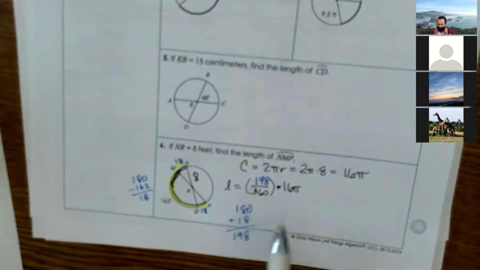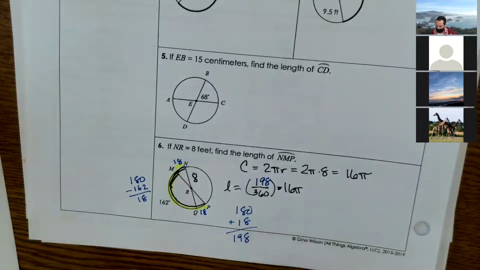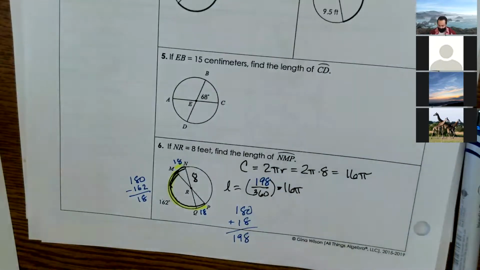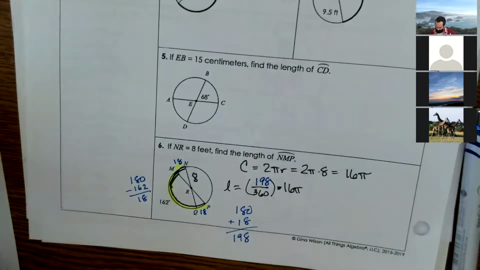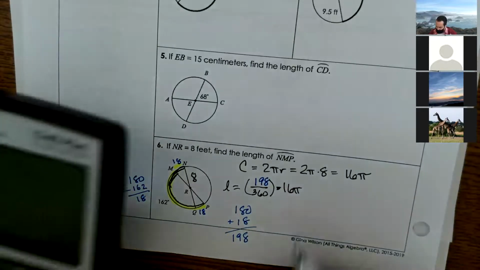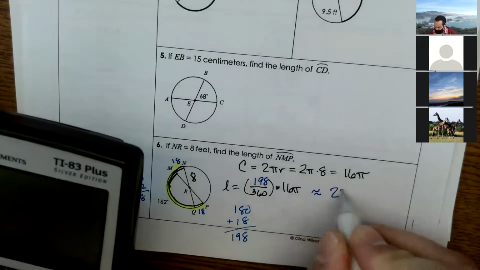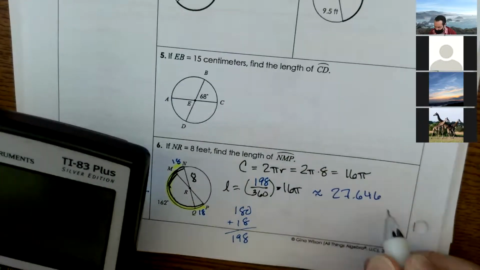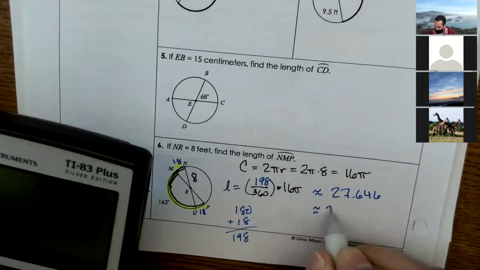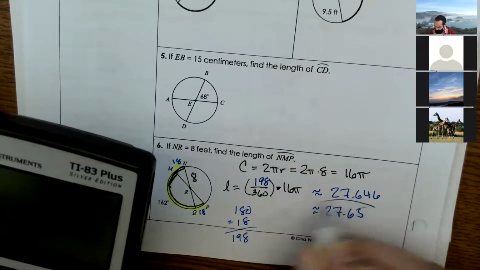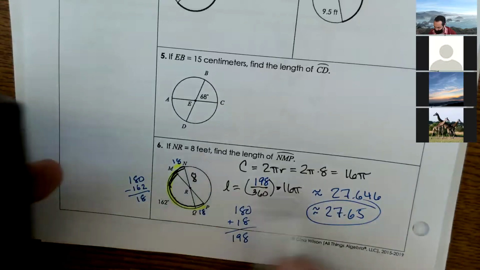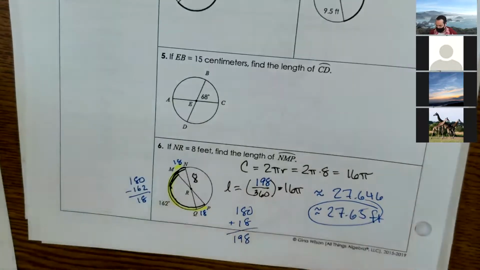Can you go up to the first one real quick? I will, just a moment. Let me make sure everybody got this one. Okay, thank you. 198 divided by 360 times 16 pi. And so this is going to give us 27.646, which we would round to 27.65. And since these were feet, these would also be feet.